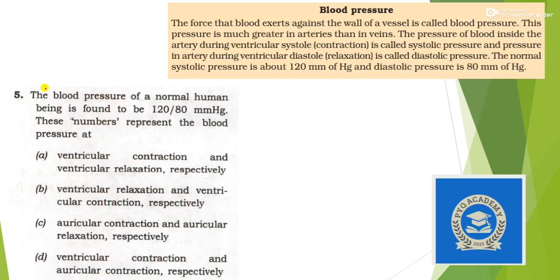Next, the blood pressure of a normal human being is found to be 120 to 80 mm of Hg. So what do the numbers represent? A very simple question but a tricky one. But you will find the answer again in the NCERT: the blood pressure inside the artery during ventricular systole (contraction) is called systolic pressure, and during ventricular diastole (relaxation) it is diastolic pressure. So your answer here is ventricular contraction and ventricular relaxation. So answer is option A.